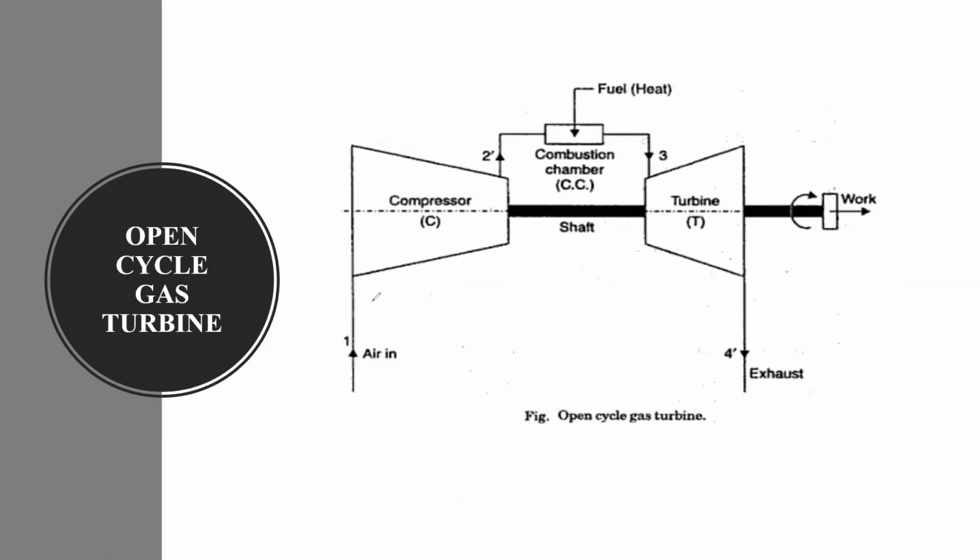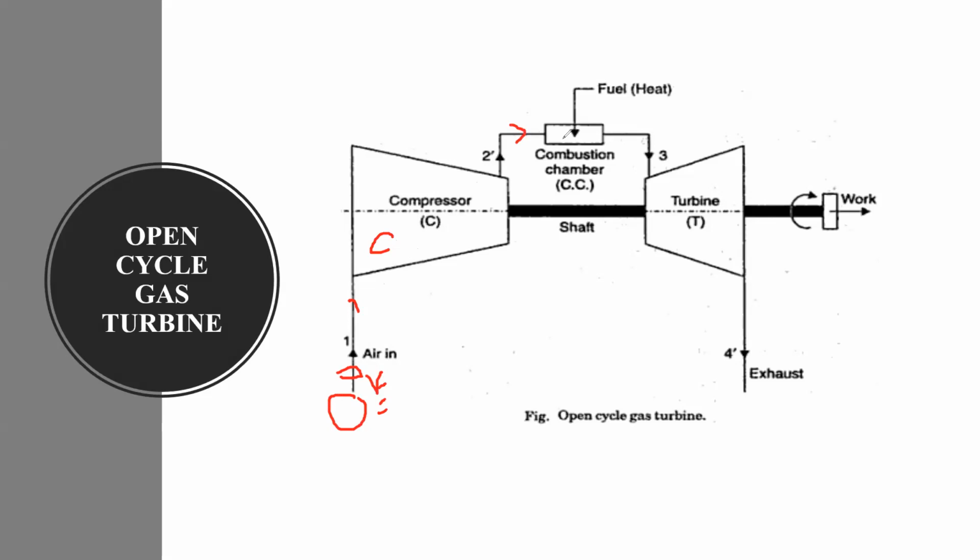observe this diagram. First of all, we extract air from the atmosphere, and here we use a filter process to remove the dust and the impurities present in the air. After the filtration process, we inject the air into the compressor. What is the function of the compressor? The compressor maintains the temperature and pressure, and injects this gas into the combustion chamber.